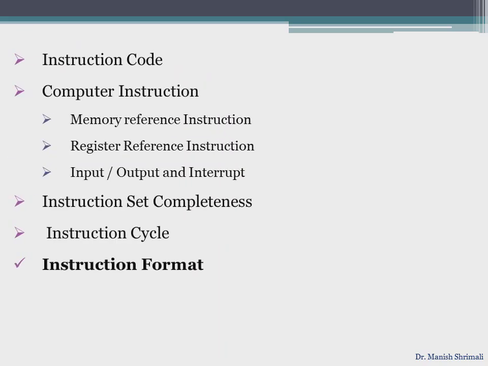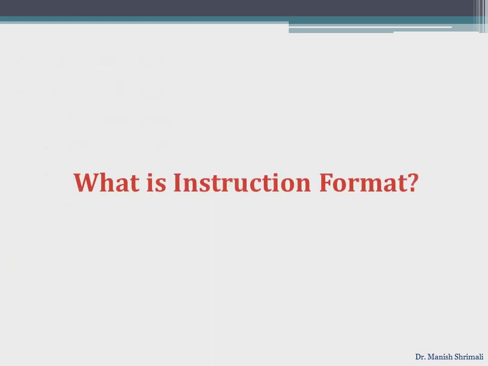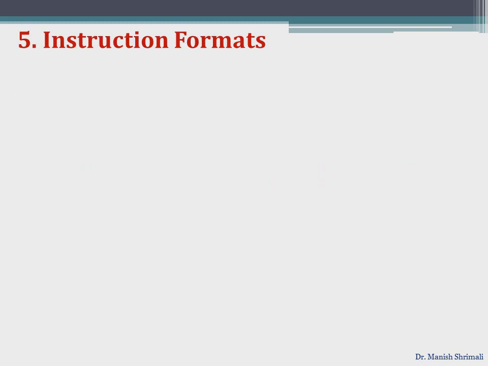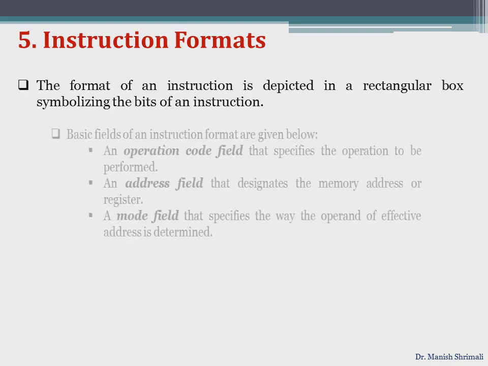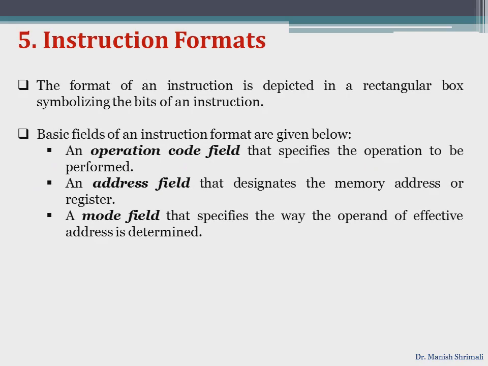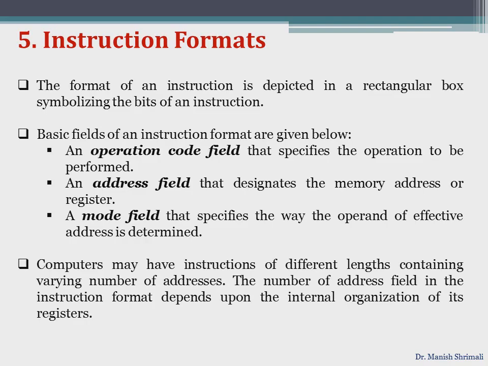Now let us see what instruction format is and the types of instruction formats. So what is instruction format? The instruction format mainly consists of the operation code field, the address field, and the mode field. The operation code field specifies the operation to be performed. The address field designates the memory address, and the mode field specifies the way the operand or effective address is determined. Computers may have instructions of different lengths containing a varying number of addresses.